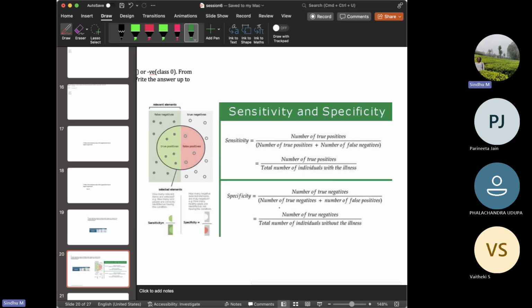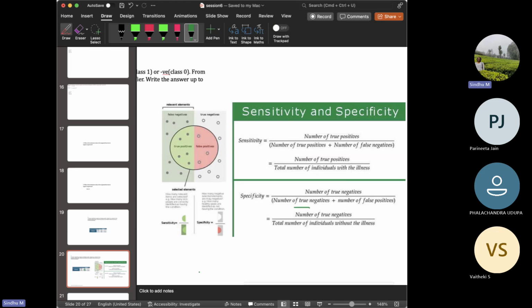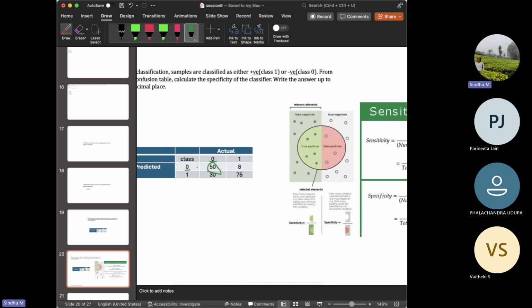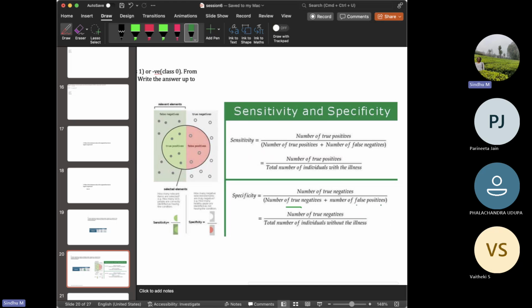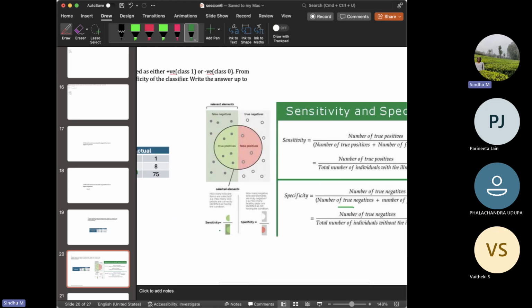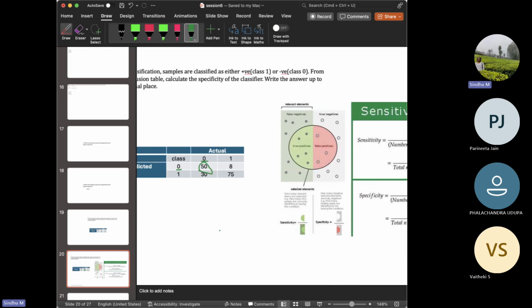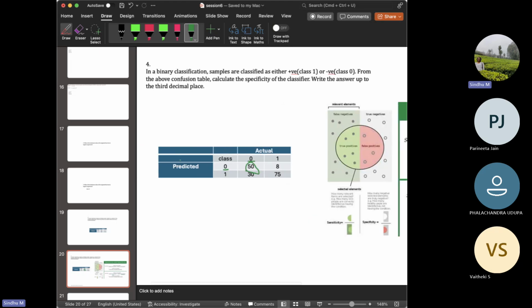And in the denominator, we have the number of true negatives, which we found is 50. So it is actually zero, and the model has also predicted it correctly as zero. So that would be 50 divided by, plus the false positives. False positive means that the model has predicted it to be positive. That is, the model predicted it as 1, but actually the value is 0. So that would be 30. So this 50 is the true negative, and this 30 is the false positive.